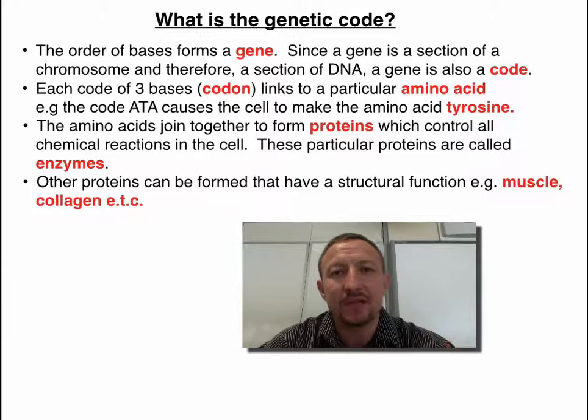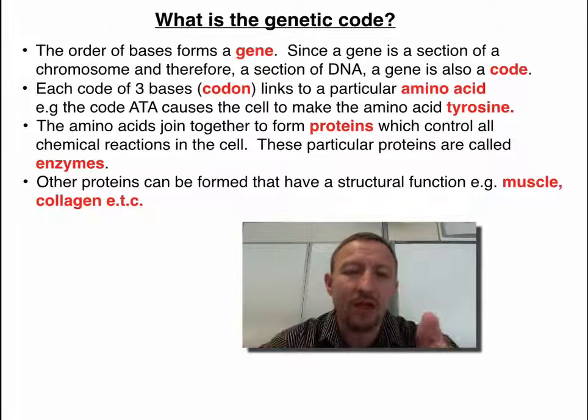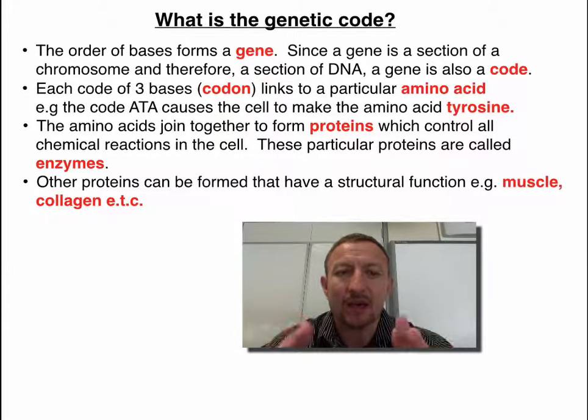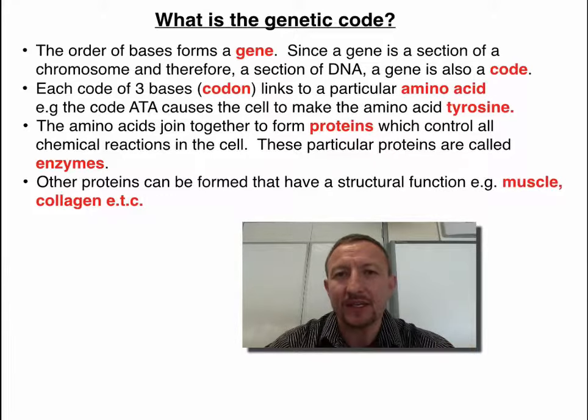Now, proteins, if you remember back to your junior science, are made up of amino acids. What tends to happen is when the DNA is read, it's read one single strand. So one strand of the two strands of DNA is going to be read, and it's read in groups of threes. Those threes are called a codon.